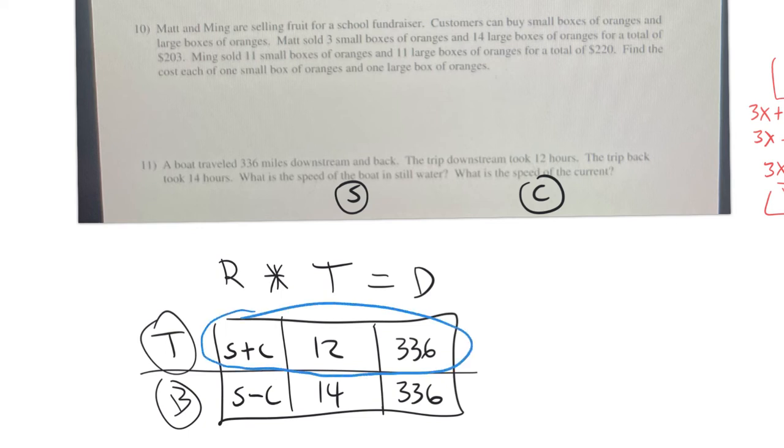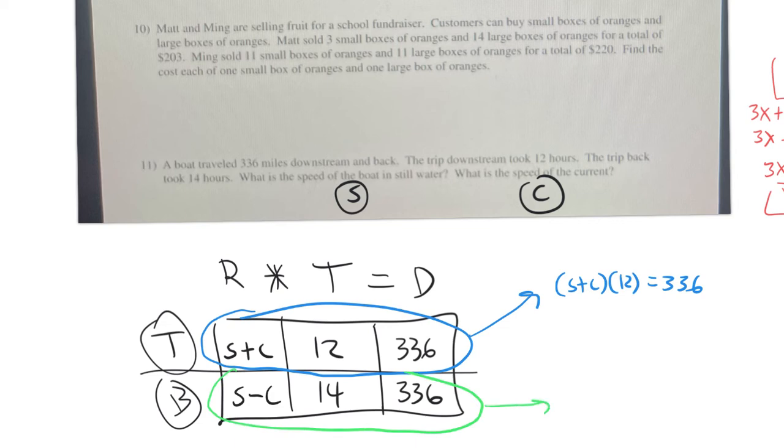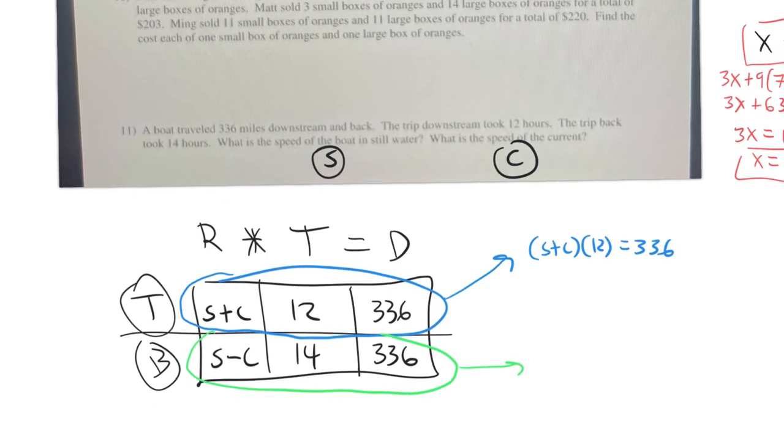Now, let's look at the top row. The top row gives us an equation. That equation is S plus C times 12 equals 336. All right? The bottom row gives us another equation. That equation is S minus C times 14 also equals 336.